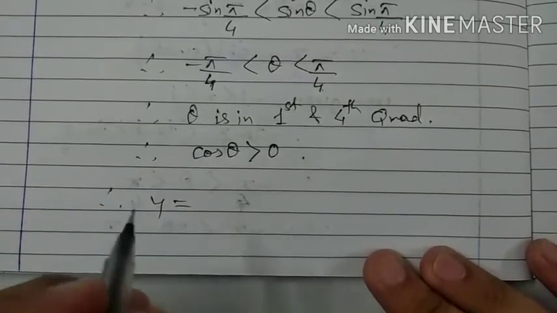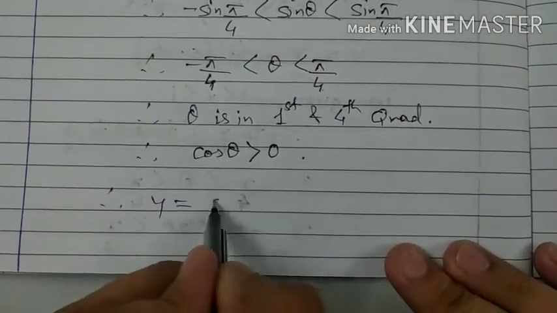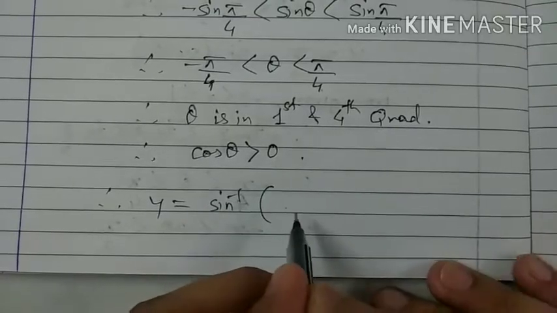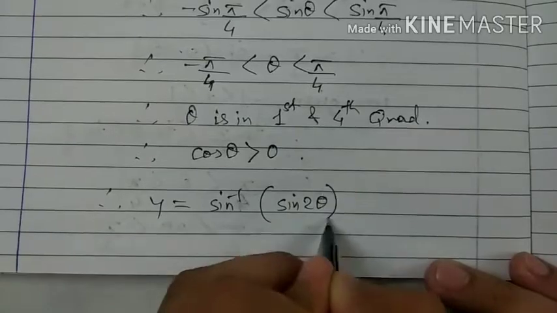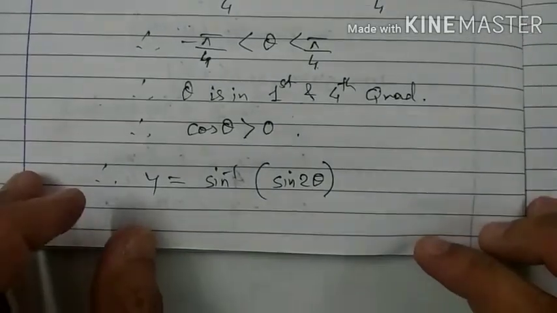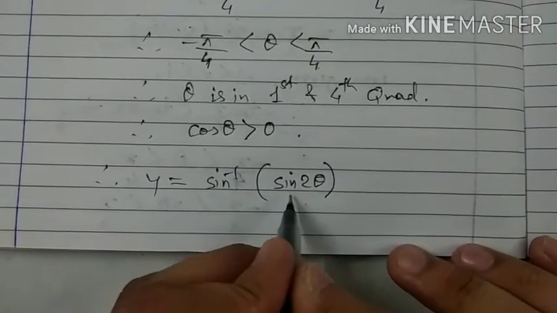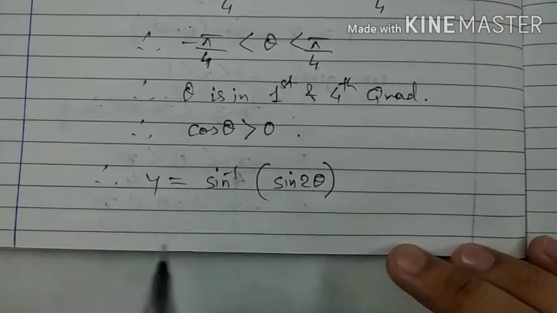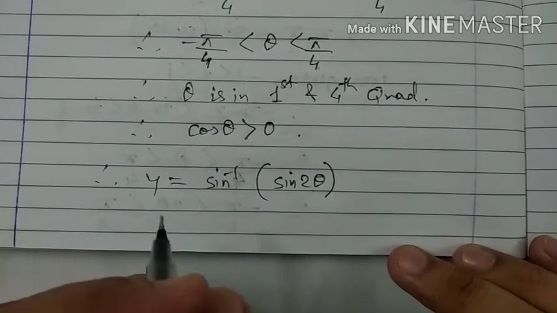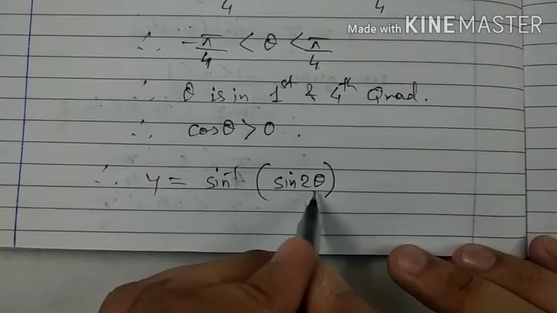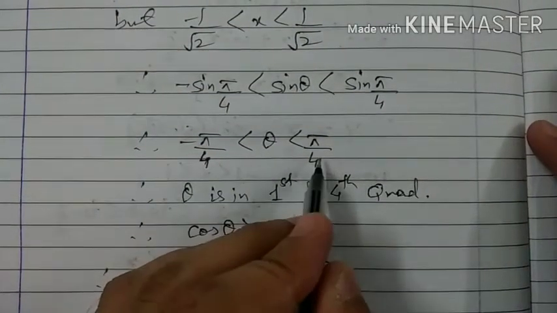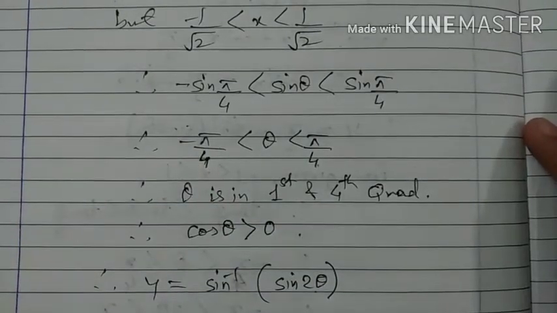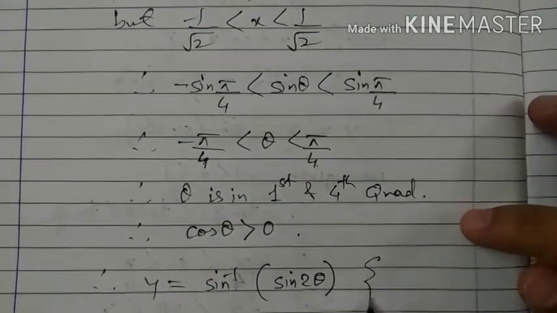Therefore, y equals sin inverse of 2 sin theta cos theta, that is sin 2 theta. Now sin inverse and sin get cancelled only when 2 theta is in the range of sin inverse. Therefore, again we have to show that 2 theta lies in the range of sin inverse. We have already obtained the range of theta here. Theta is between minus pi by 4 and pi by 4.